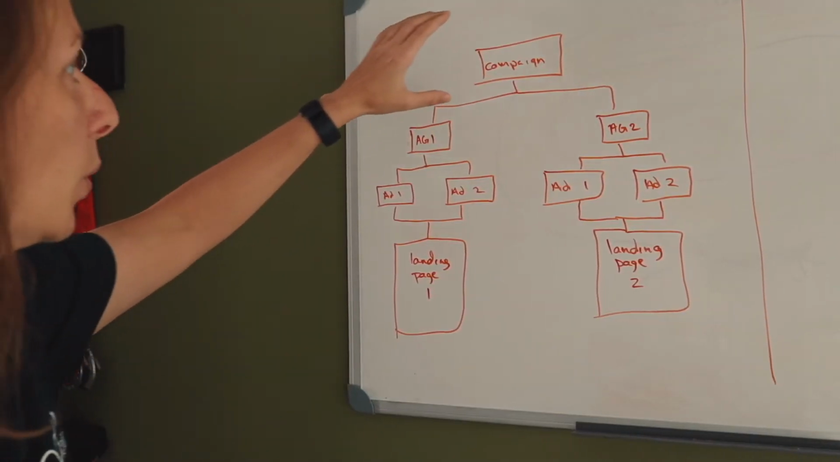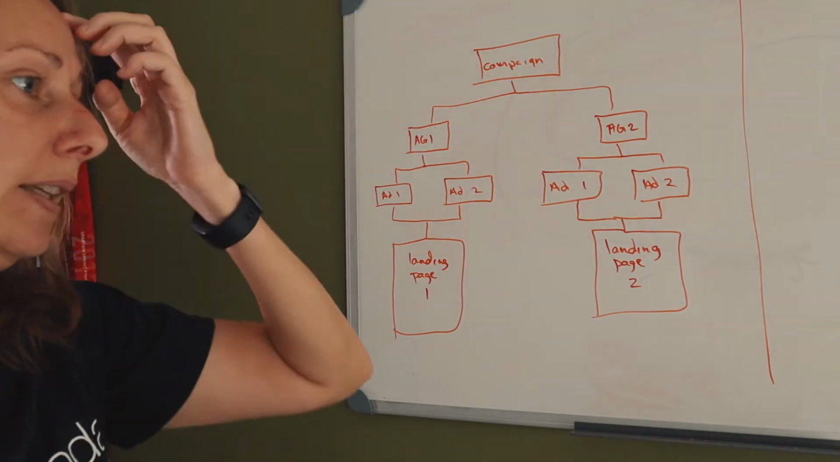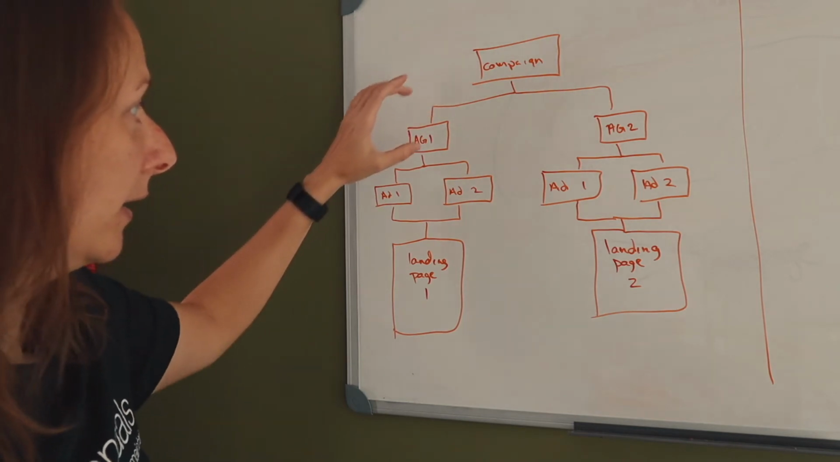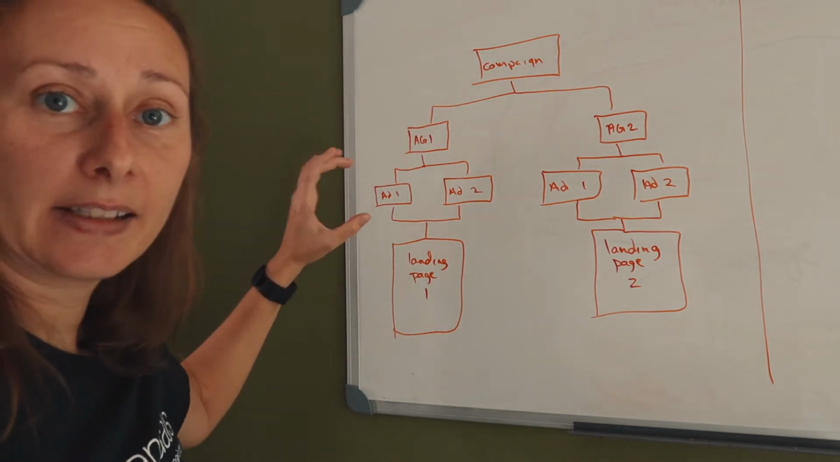So on this side of the board, we see we have our campaign. Now, there are three parts to a Google ad. There are campaigns, there are ad groups, and there are the ads themselves.